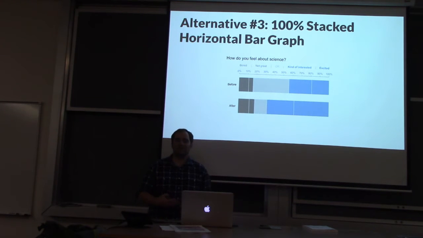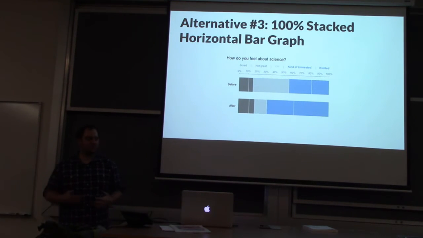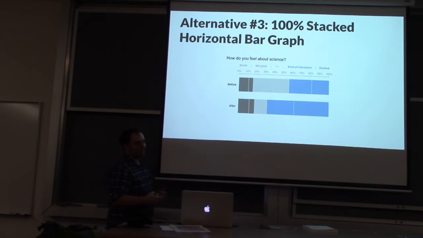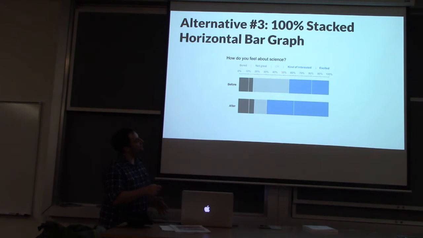The canonical alternative to the pie chart, where you can show exactly the same thing as a part-of-a-whole relationship, is the stacked bar graph. So you have this: the bored, not great, okay, kind of interested and excited. Also notice how the color here is very clearly chosen to categorize the three different bins between not caring and being kind of interested about it.